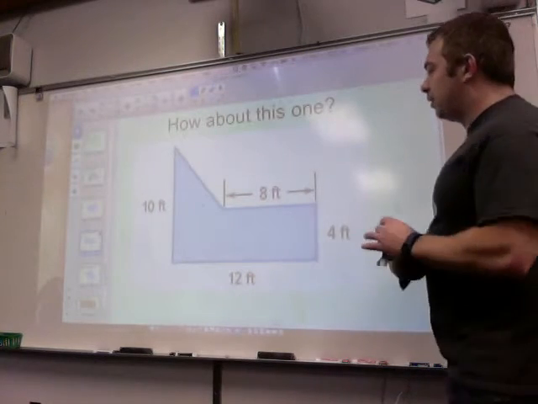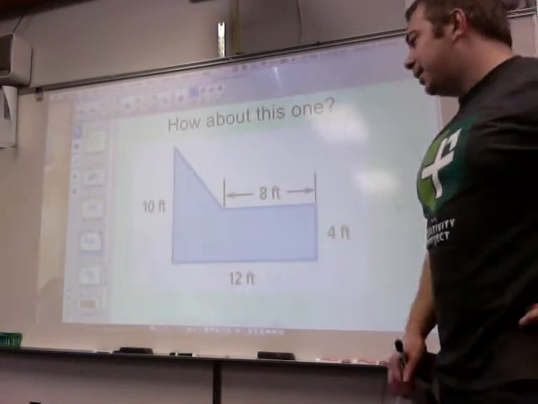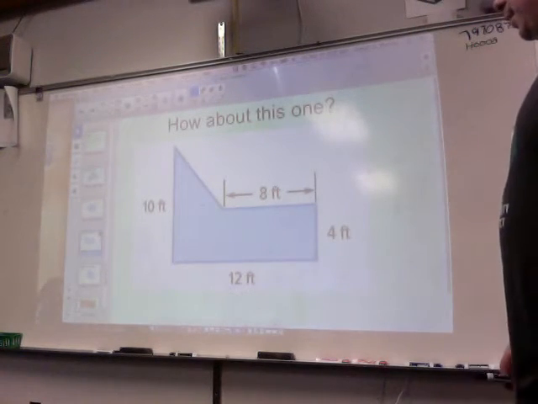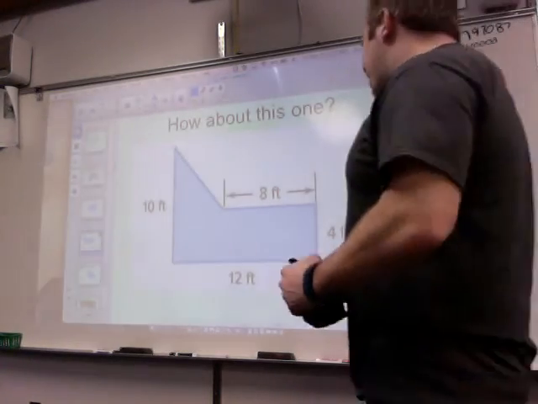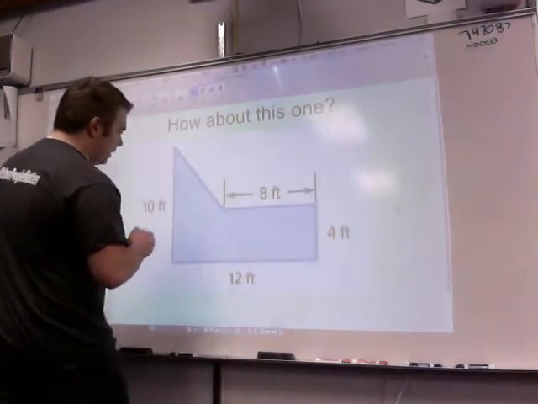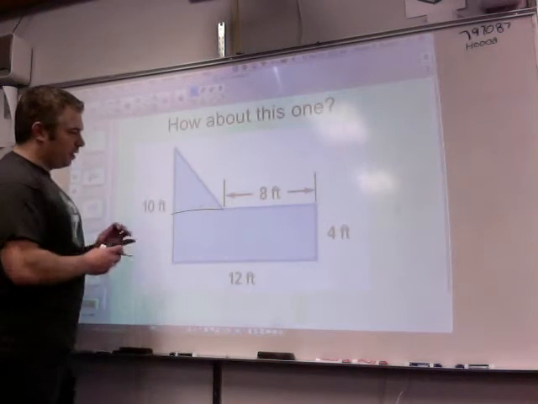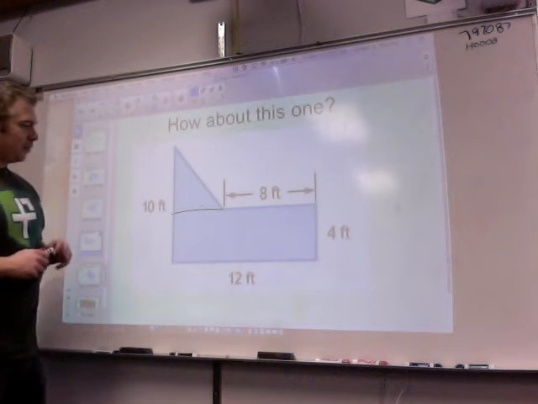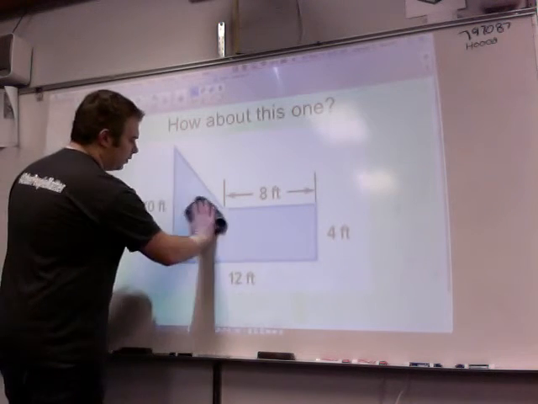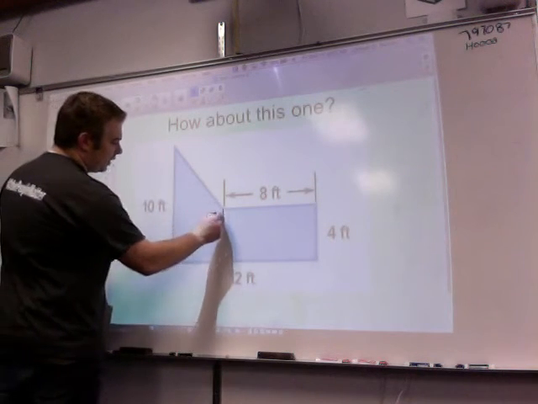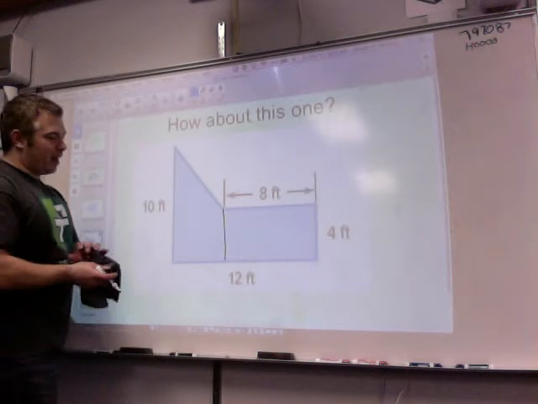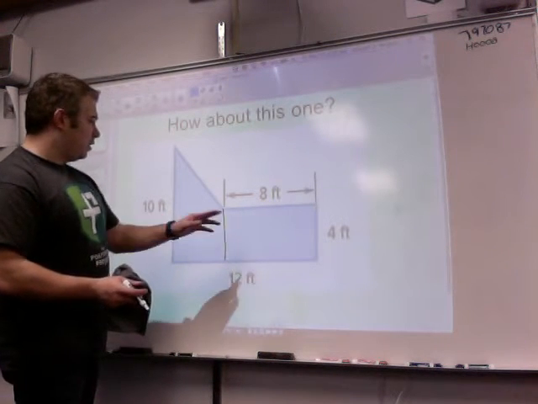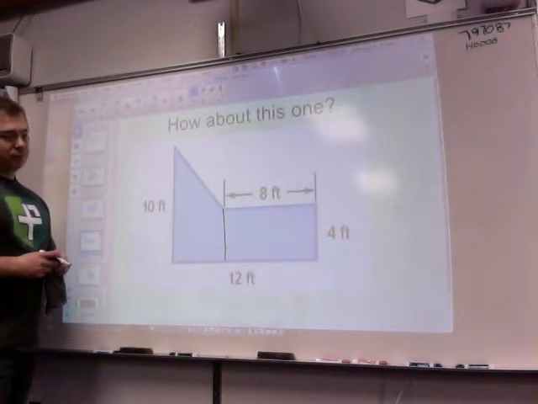Okay, how about this one? You tell me, what do you see here? What do we see? I can do another triangle and rectangle, but I'm going to make my life a little bit harder and deal with trapezoids, I think. I have a trapezoid right here if I draw my line that way. So I have a rectangle and a trapezoid.